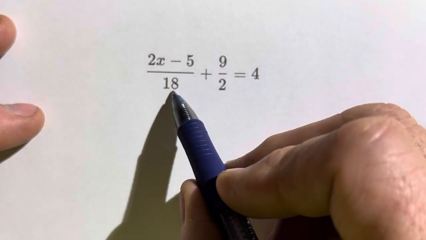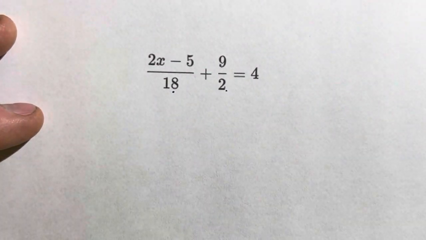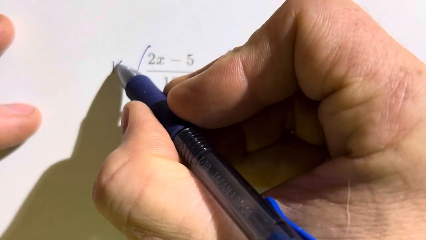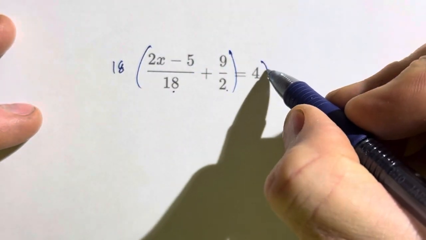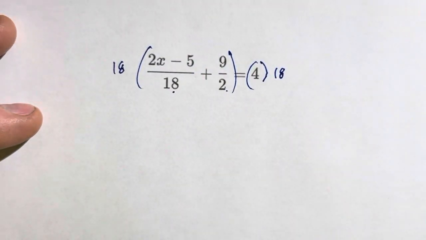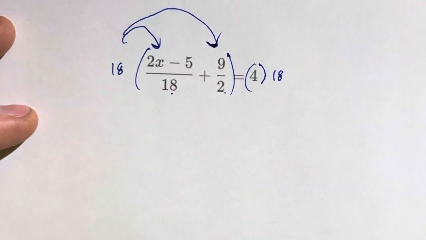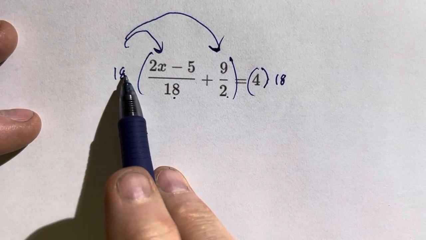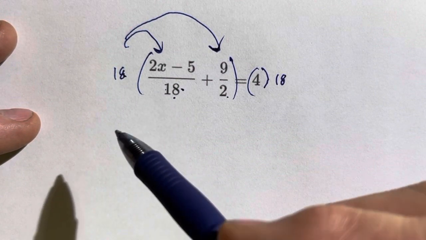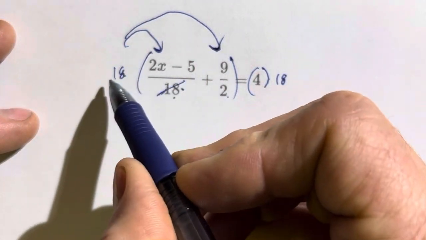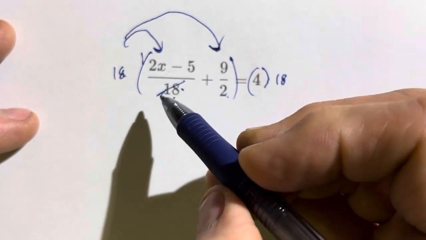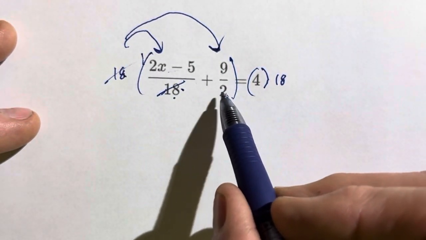So look at my denominators, 18 and 2, they both go into 18. So I'm going to multiply both sides by 18. Okay, now when I do this side, this distributes. So 18 divided by 18 is just 1, so those just cancel. And it's just going to be 1 times this. Now, I don't want to mark this out because I still have to multiply it to here.